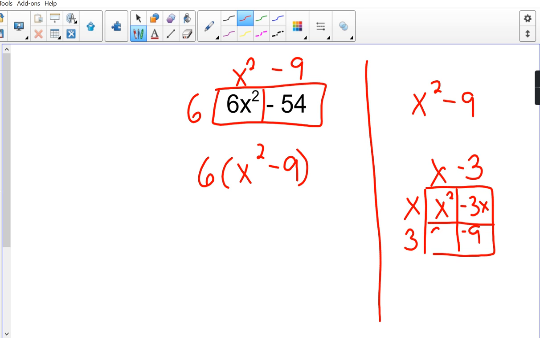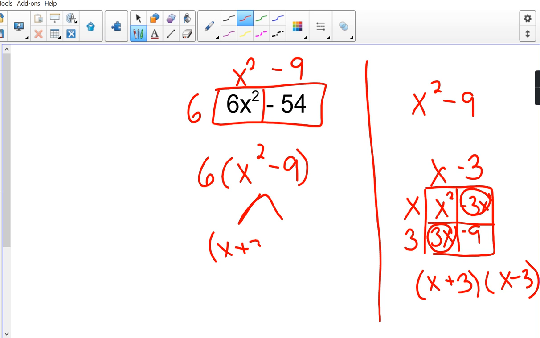We multiply 3 times x, we get 3x. And that is our zero pair. Negative 3x and 3x equals 0. So that's why we did not have an x term in the question. We just had the first term x squared and the last term negative 9. So the factors we got here are x plus 3 and x minus 3. Going back to the problem, x squared minus 9 became x plus 3 and x minus 3. And here's the 6 that we had from before, that factor that we factored out first.